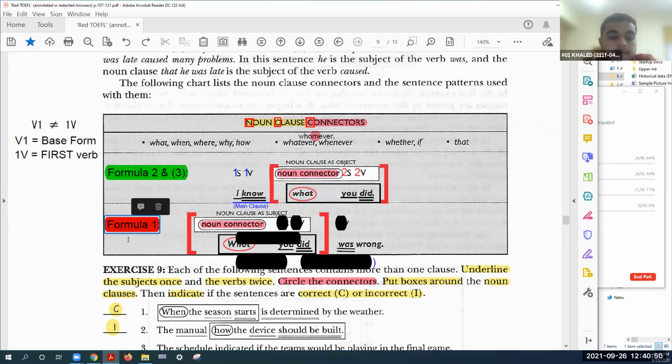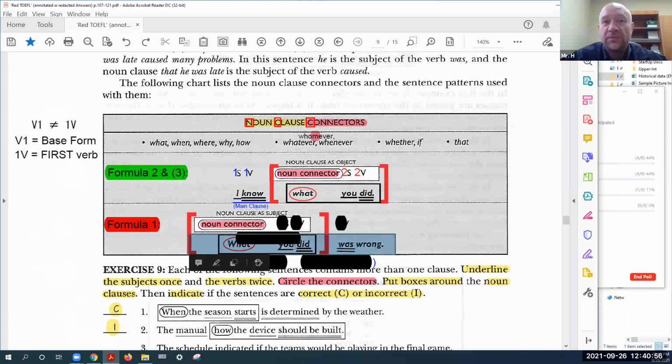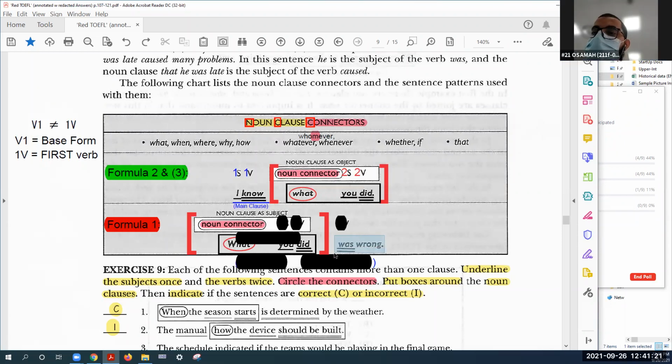Osama, do formula 1. Noun connector. We'll start with the example, read it. What you did was wrong. Good. Okay. Explain it now. Let's find where is the main verb here? Something was wrong. Yes. So where's the main verb? Is it did? No. Was. This is the main clause verb.